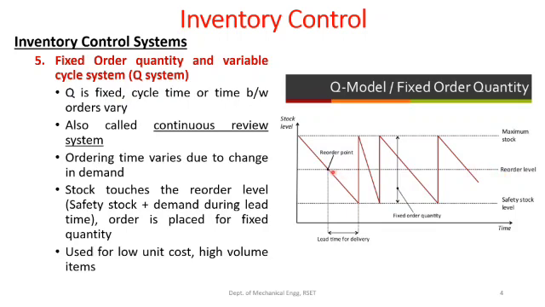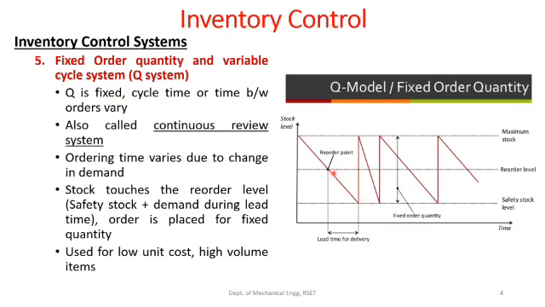So whenever the stock level touches the reorder level, or the reorder point has been reached, then you place an order, and in most cases the item will reach the company by the time the stock has touched the safety stock. Okay, it need not be the same. If your lead time for delivery is not constant, then sometimes the stock level can go into the safety stock as well. So you place an order, a fixed quantity, to bring that stock back to the maximum level.